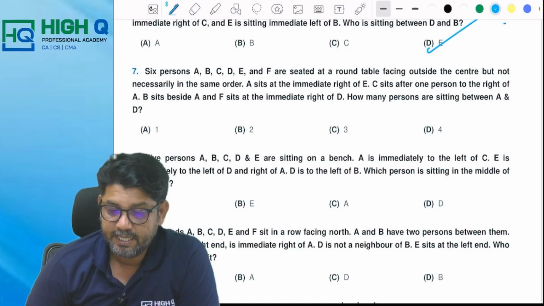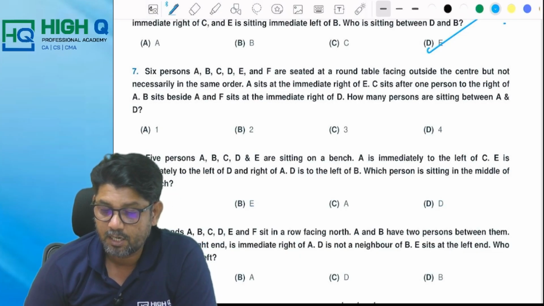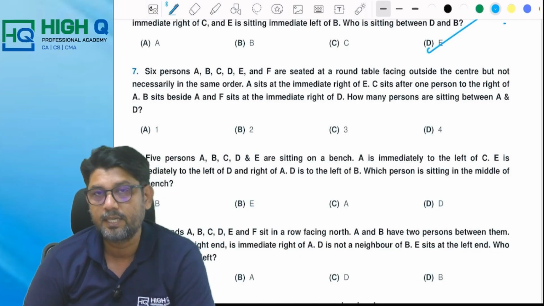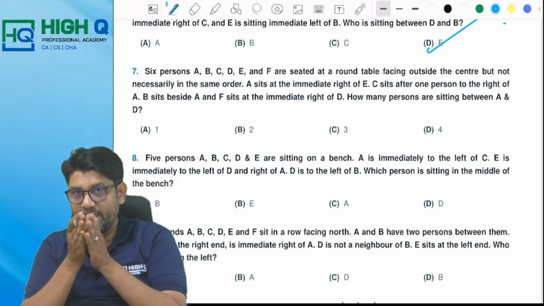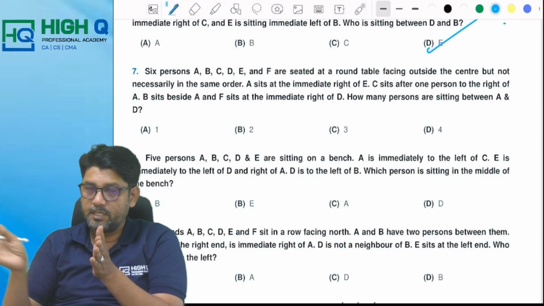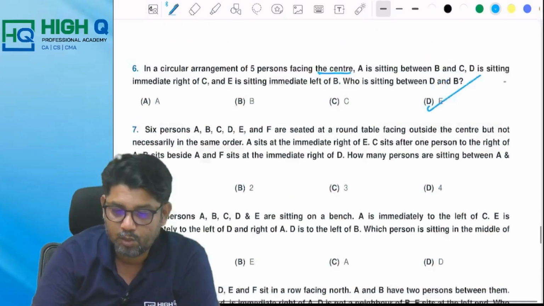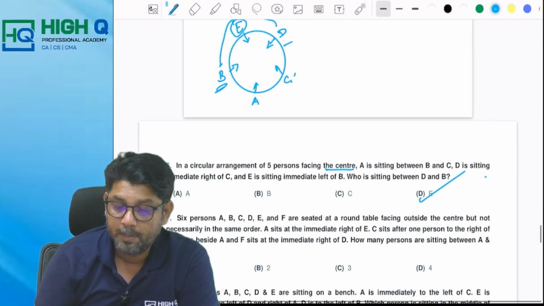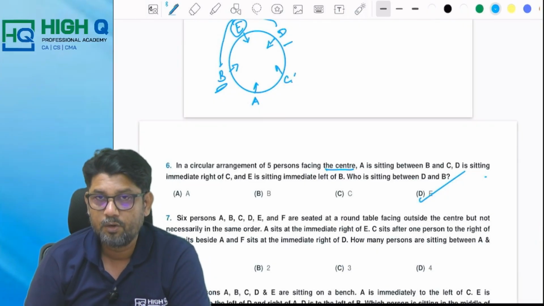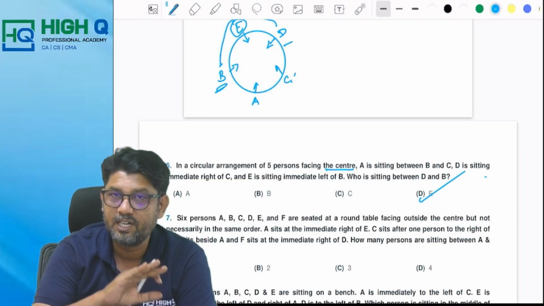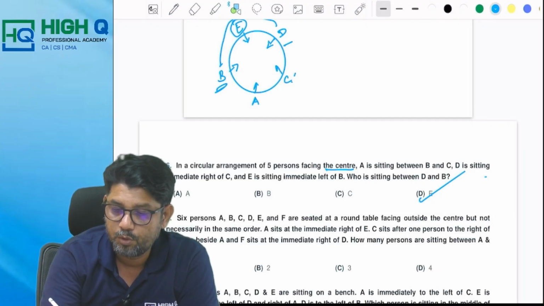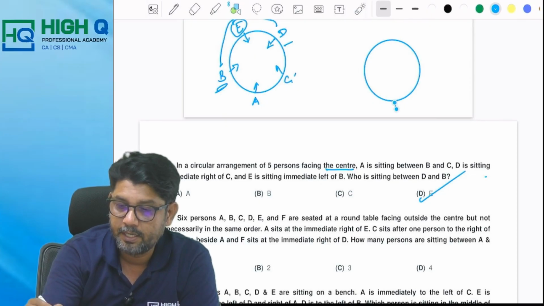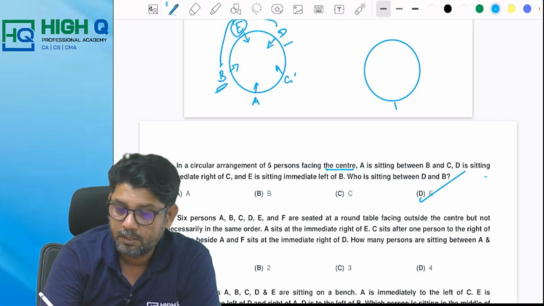Six persons A, B, C, D, E, and F are seated at a round table facing outside the center. When you face inside the center, this is our right side, clockwise direction, anti-clockwise direction. I think you know everything about it. But when you're facing outside the center, obviously your right is going to become left, and left is going to become right. Of course, you know the rule, right? So here, facing outside the center. Let me just draw this.